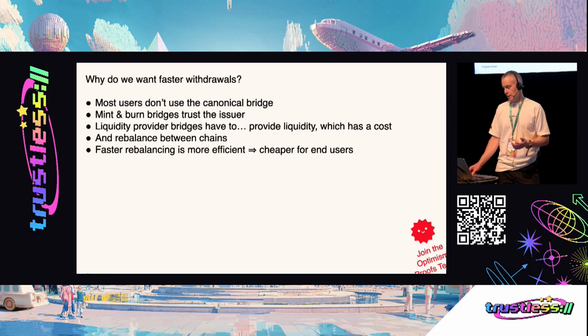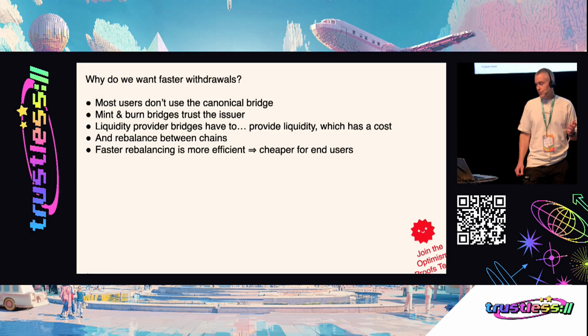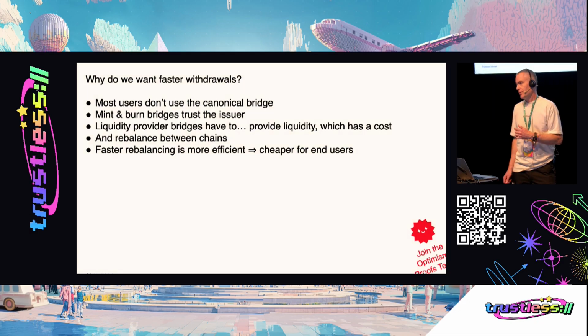But actually, there are some issues with the bridges that people do use. Like mint and burn bridges end up trusting the issuer. So if you use Circle's CCTP bridge, for example, this is free, it's pretty fast, but there's an example of a different kind of trust assumptions. And the real thing is the liquidity providers, they actually have to provide liquidity. So that has a cost. They have to rebalance from one chain to another.